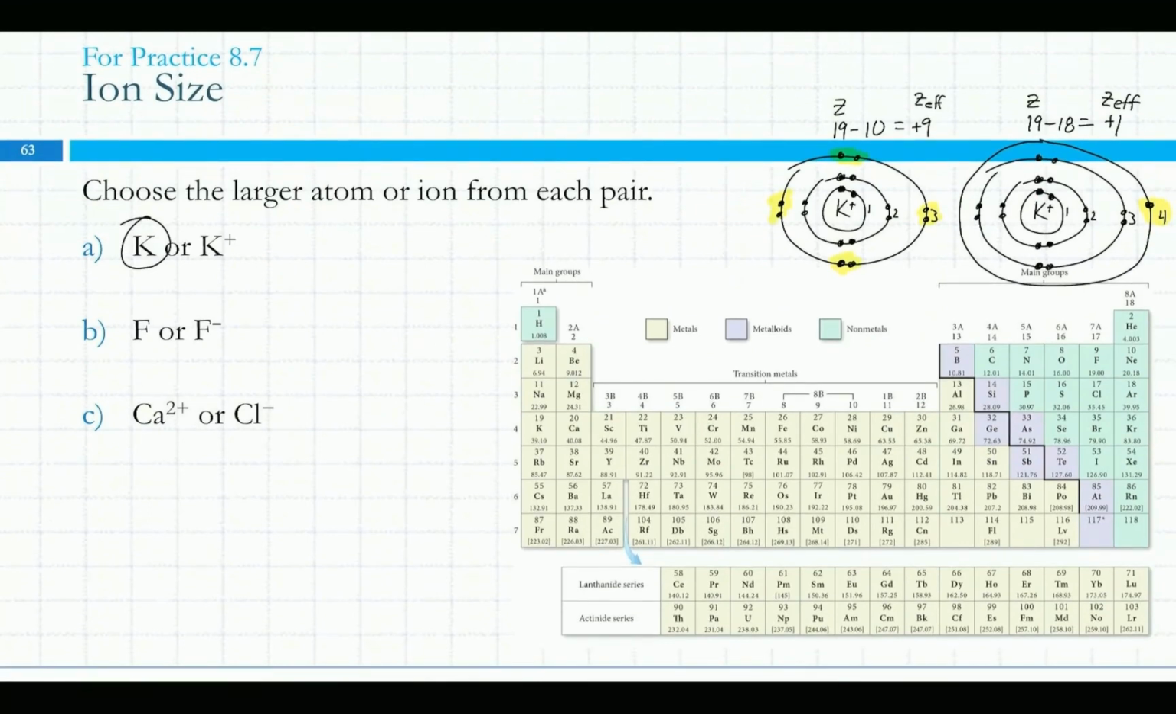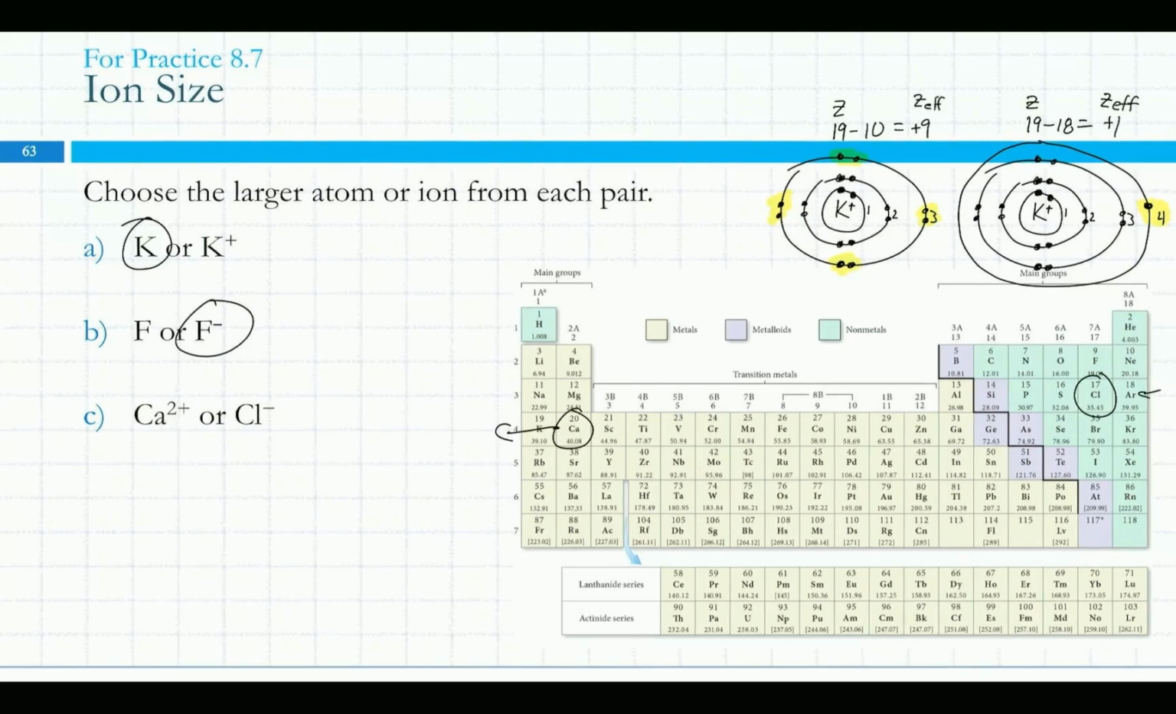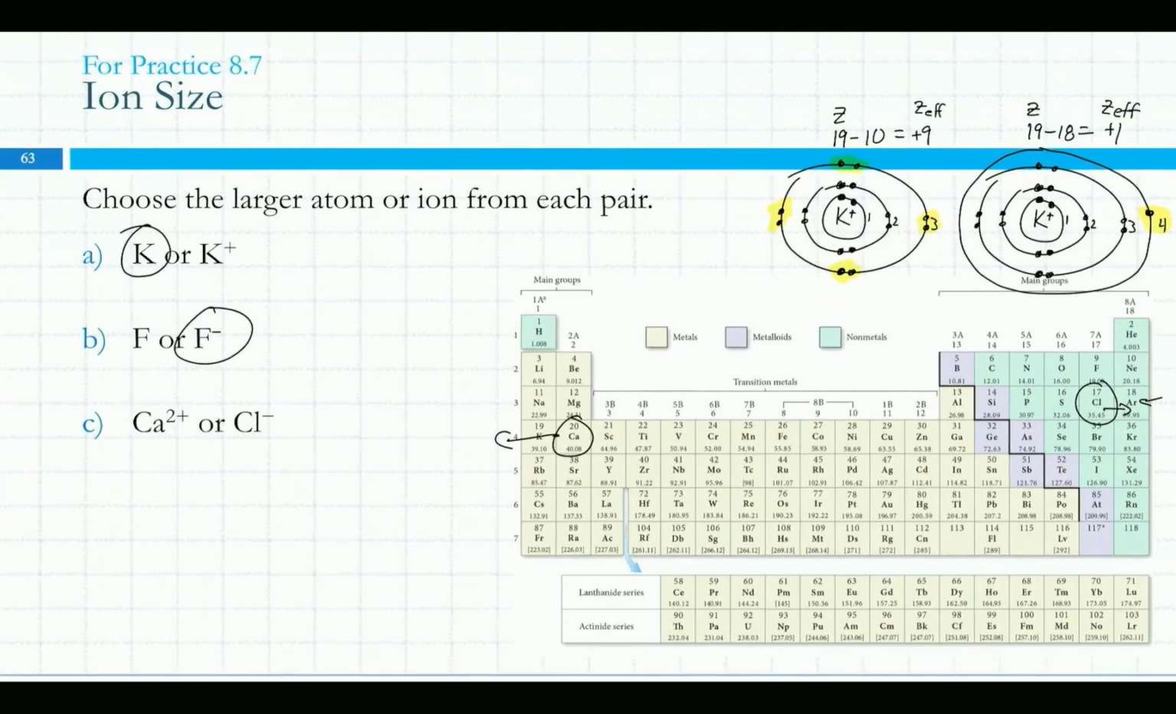So then, which one's larger, fluorine or fluoride? F minus, fluoride, because we add another electron, which increases shielding a little bit. And then how about calcium 2+ or chloride minus? Why would it be uncertain? Yeah, so these are both isoelectronic. And really we could compare effective nuclear charge here. Calcium's losing 2 electrons to have the same as argon, whereas chloride's gaining 1 to have the same as argon.